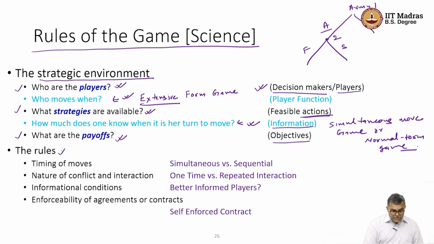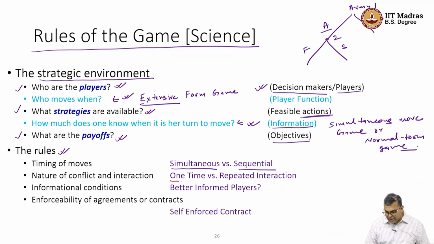What are the rules now? Rules is timing of moves. So, one thing is very clear, whether it is a simultaneous game or a sequential game, we have already discussed them. What is the nature of conflict and interaction? Whether these players are interacting only once and going their separate ways, or they are interacting again and again. When they are interacting again and again, then it matters how they behaved in the previous game.